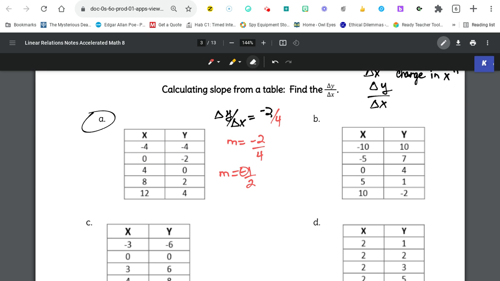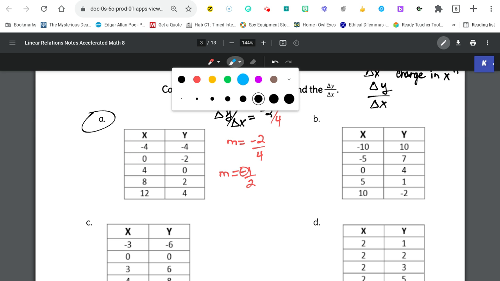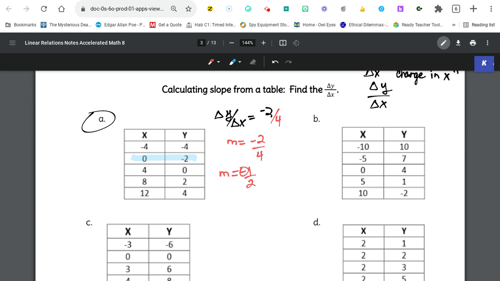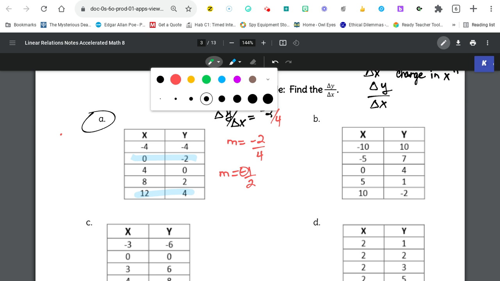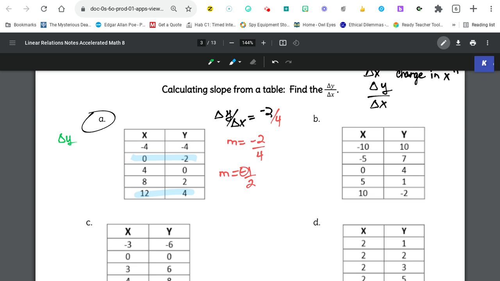Suppose I didn't want to use those 2 points. Suppose I wanted to use this one and this one. I don't care. Just pick 2, okay? Pick 2 points and find the change in y over the change in x. I'll do this one in green. So the change in y. So what am I doing to -2 to get to 4? Well, I know I'm going up, so I'm adding something, not taking away. -2 plus 6, I'm going up 6. So the change in y is 6.